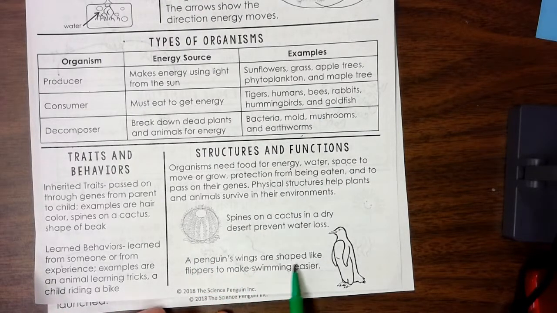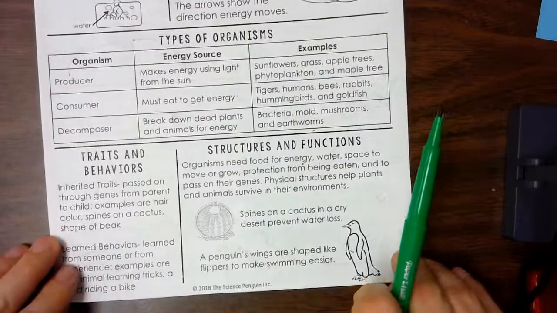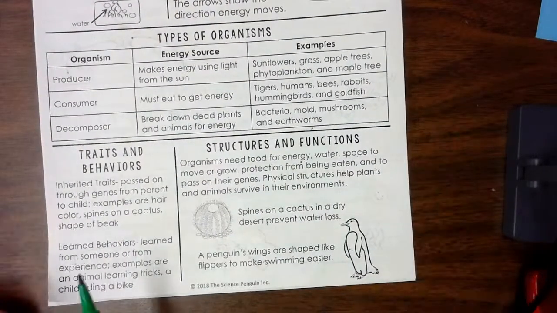A penguin's wings are shaped like flippers to make swimming easier. Okay, that would be kind of bad if he didn't have those, because then he wouldn't be able to swim, and penguins swim. A polar bear lives in the Arctic. It's cold there. Why do you think his fur is so thick? It's to keep him warm and keep him alive. So, all right, well, this pretty much concludes our review.